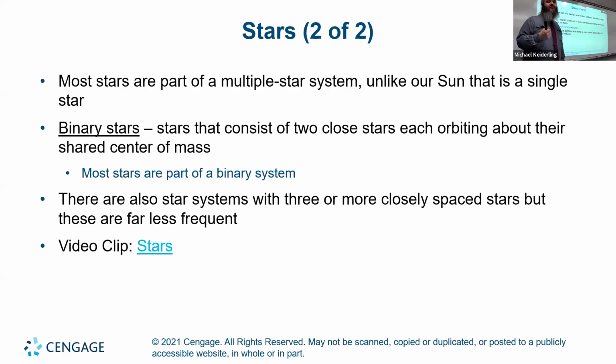They consist of 2 stars that are close to each other and orbiting each other. And most stars are part of a binary system. And there are also star systems with 3 or more closely spaced stars, but these are a lot less frequent because they're not as stable as a binary. But again, like Alpha Centauri, Proxima Centauri, and the other one is part of a 3-star system. Totally possible.